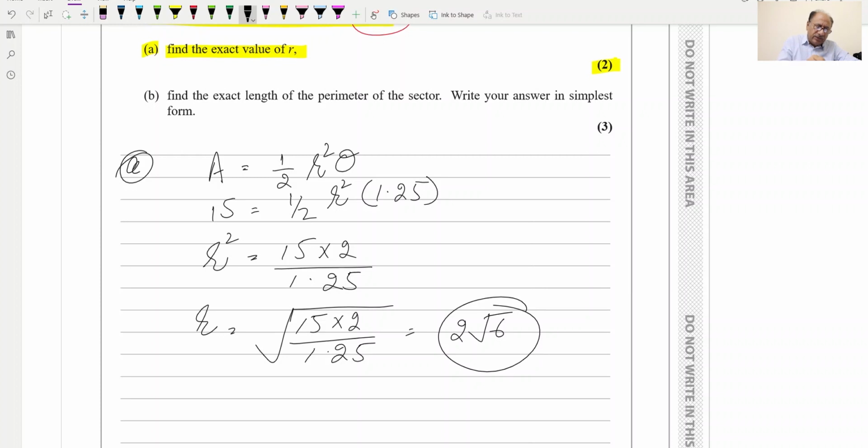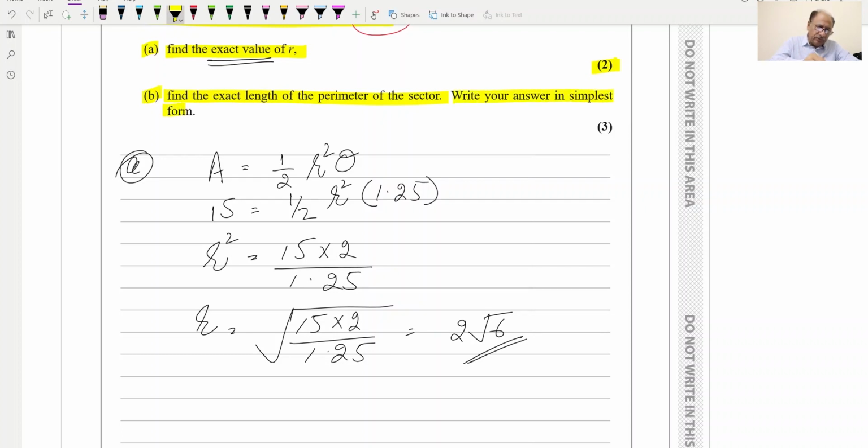Whenever they are saying exact value, we will be providing the answer in square root format. Otherwise you can provide a decimal value, a rounded value also, but in this case because they are requiring the exact value, we have to provide the surd form. Well, B part: find the exact length of the perimeter of the sector, and write your answer in simplest form.